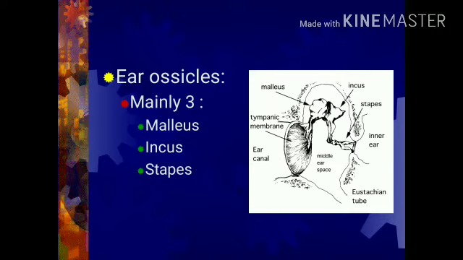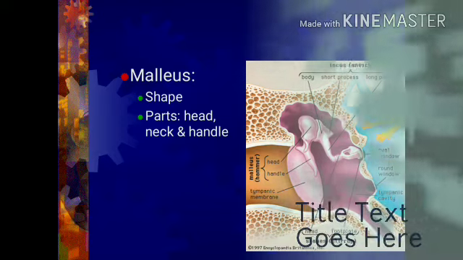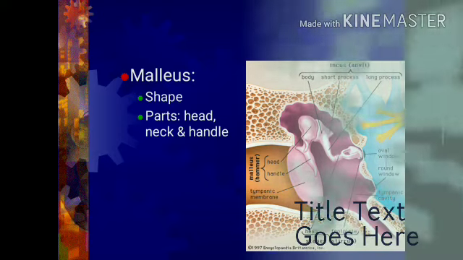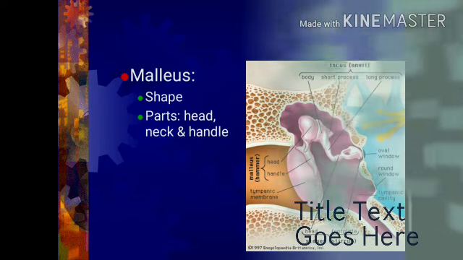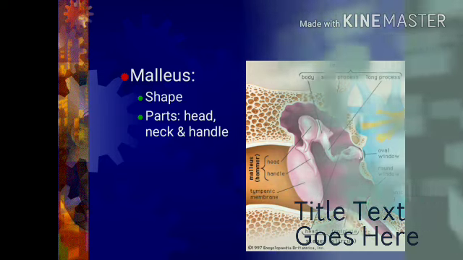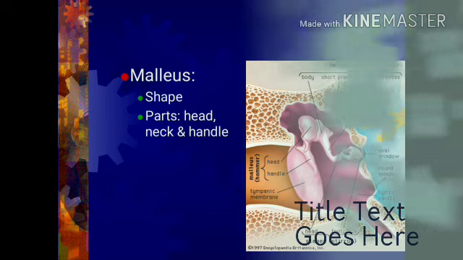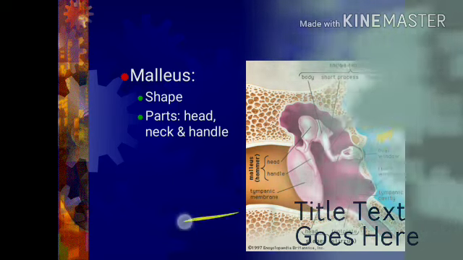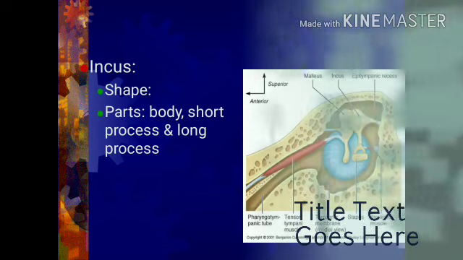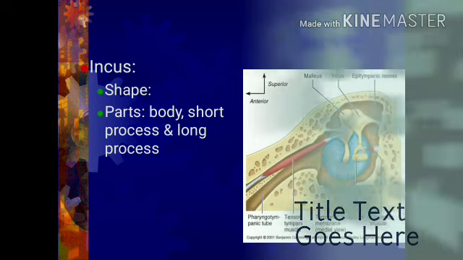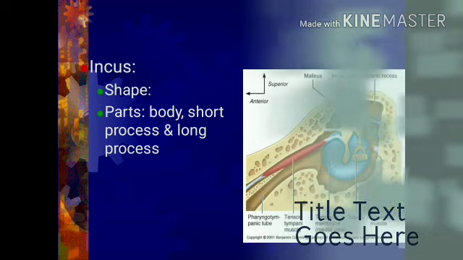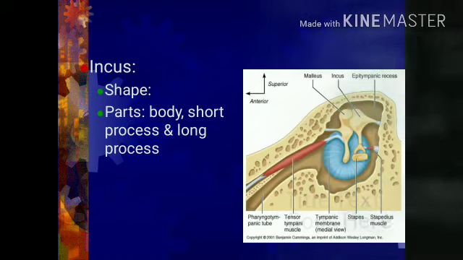Ear ossicles. Mainly three ear ossicles are present. They are the malleus, incus and stapes. The malleus is hammer shaped. It consists of head, neck and handle. The handle of the malleus is attached with the tympanic membrane and the head is attached with the body of the incus. The incus is anvil shaped and it has a body, short process and long process. The long process binds with the head of the stapes.